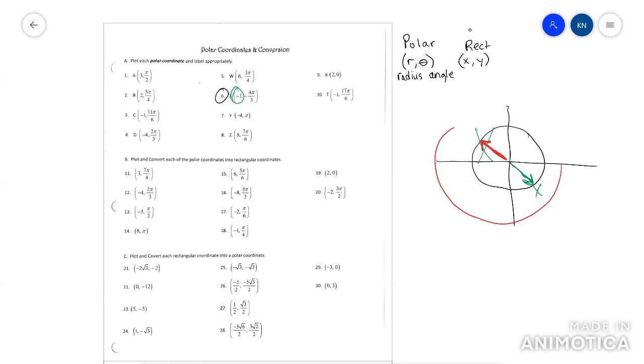So you still draw the same circles. You then do the angle rotation, and then you look and see if your r is negative. If so, you need to pivot 180 degrees. That's all there is to plotting polar coordinates.